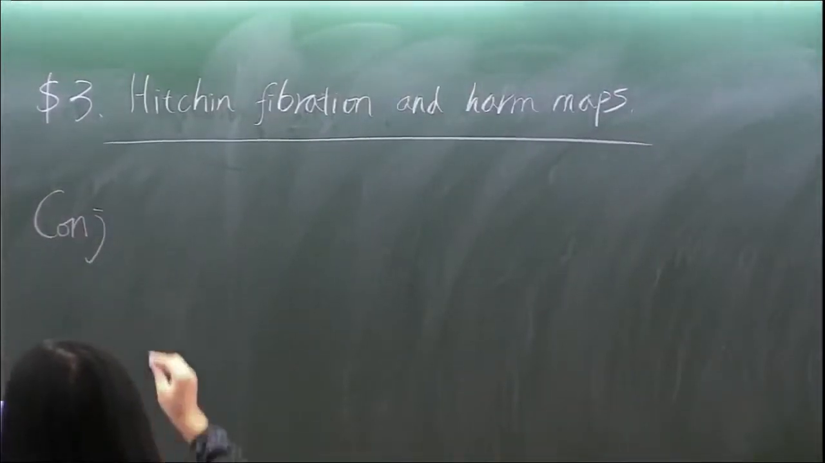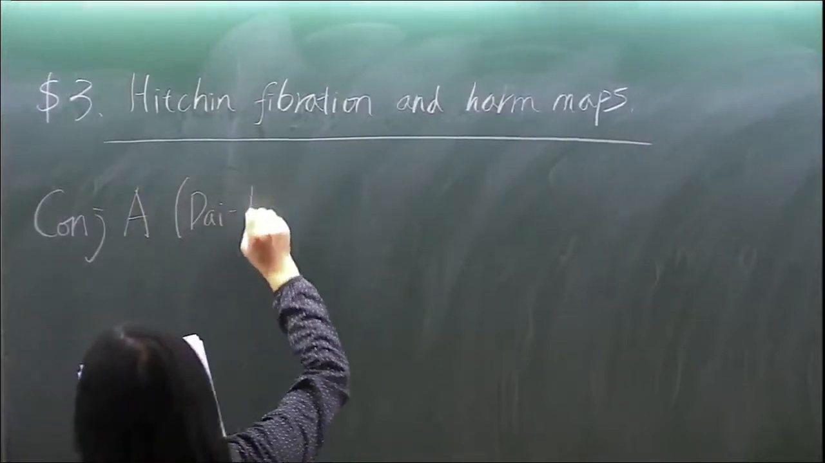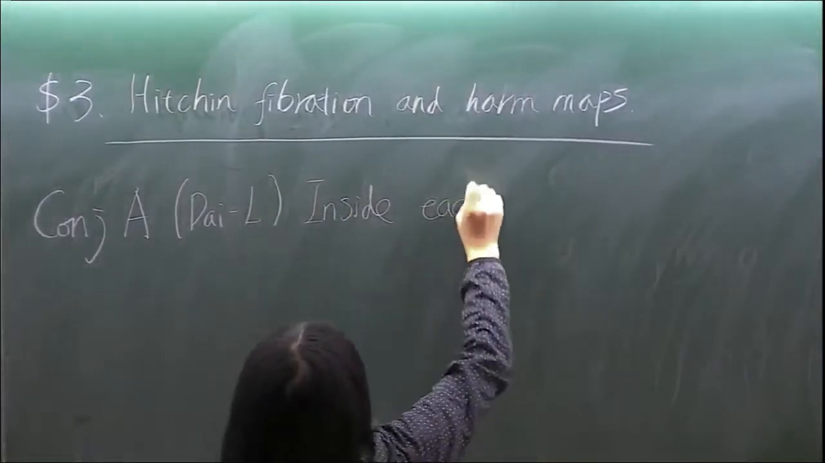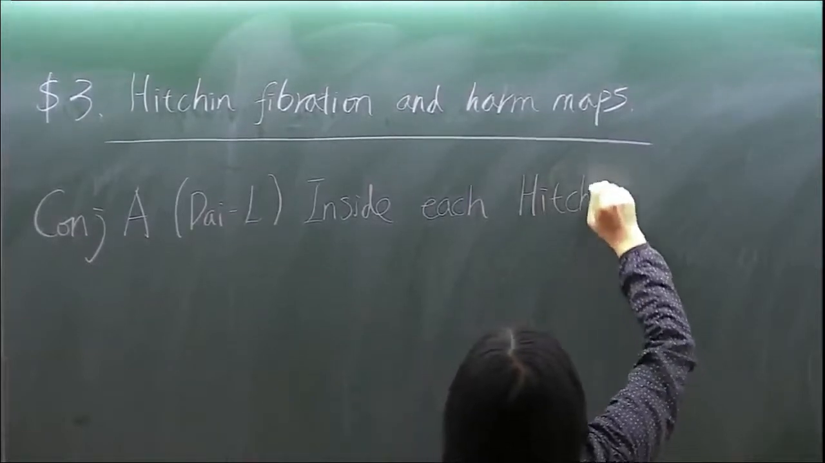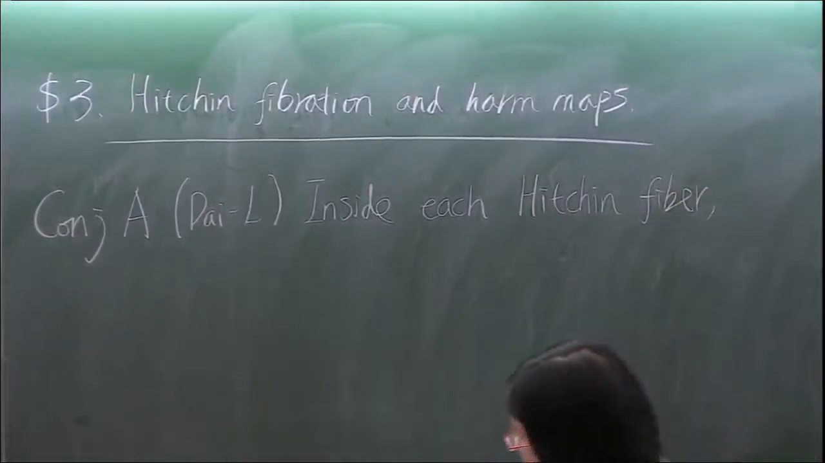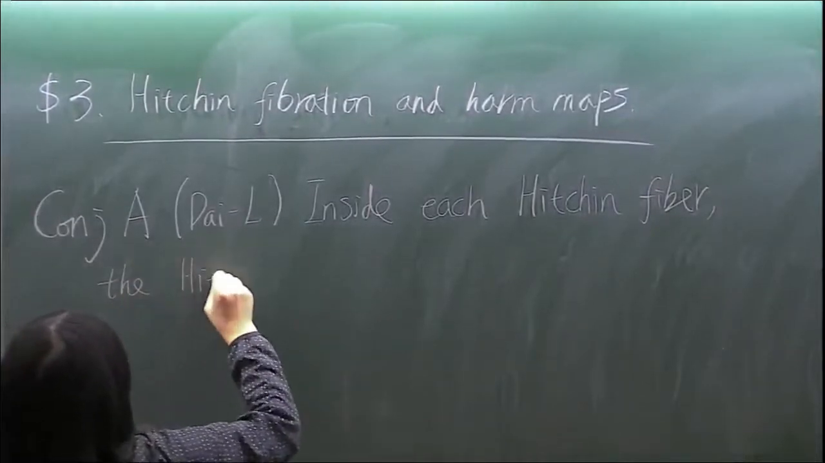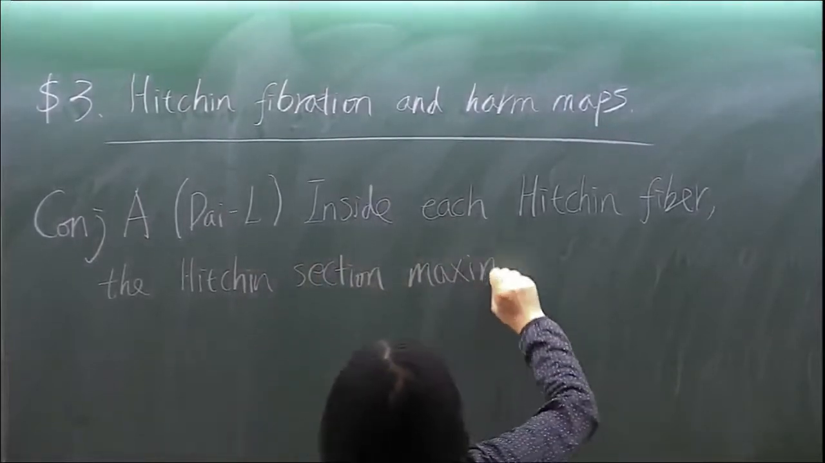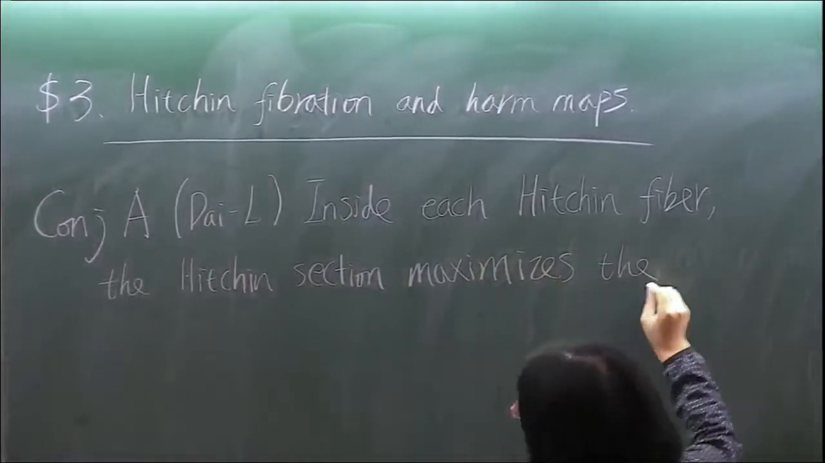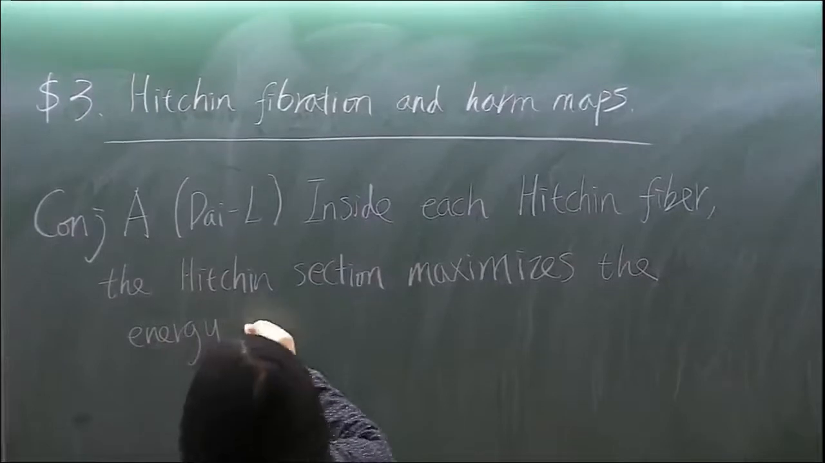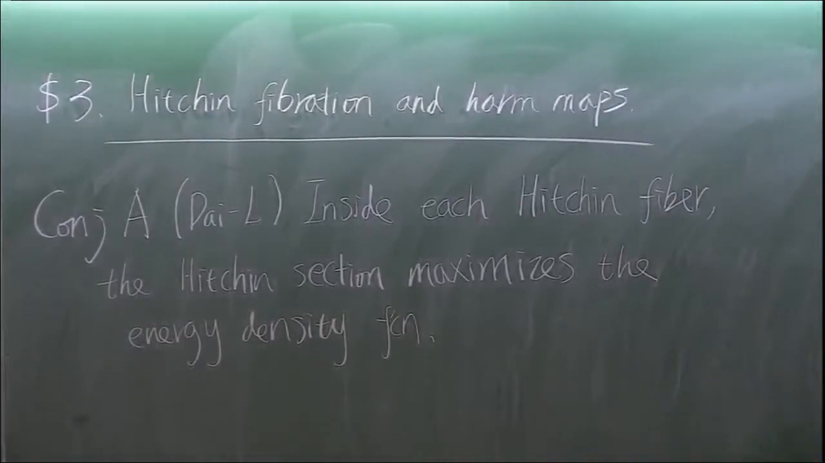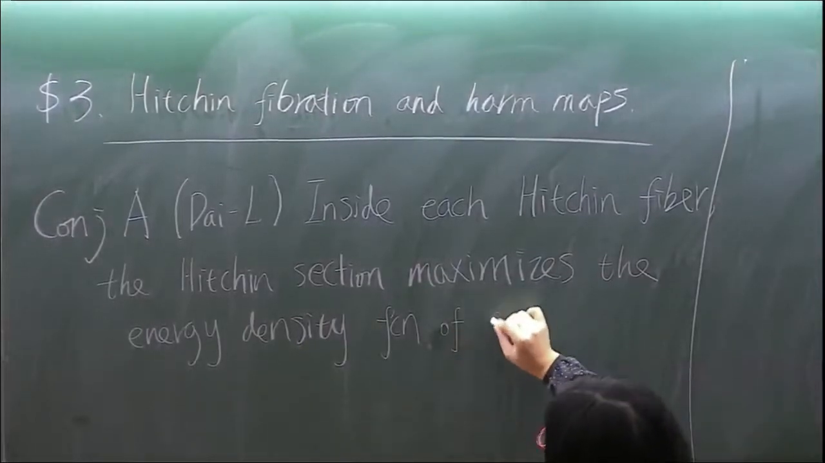Let's write the conjecture A: inside each Hitchin fiber, the Hitchin section maximizes the energy density. So we should say over the corresponding harmonic maps.